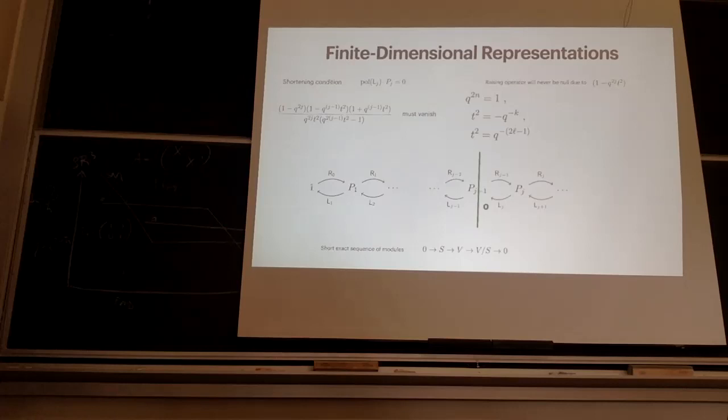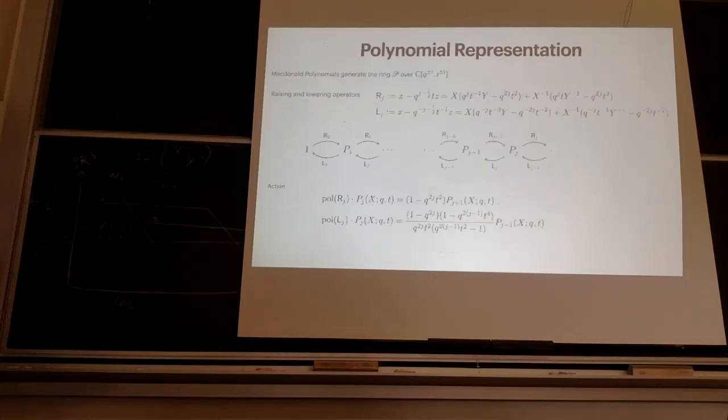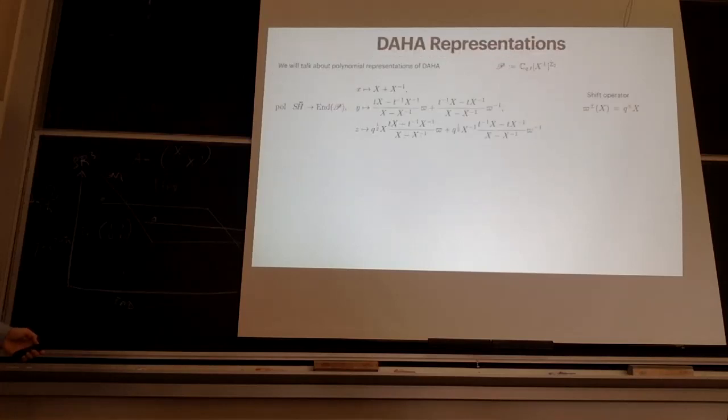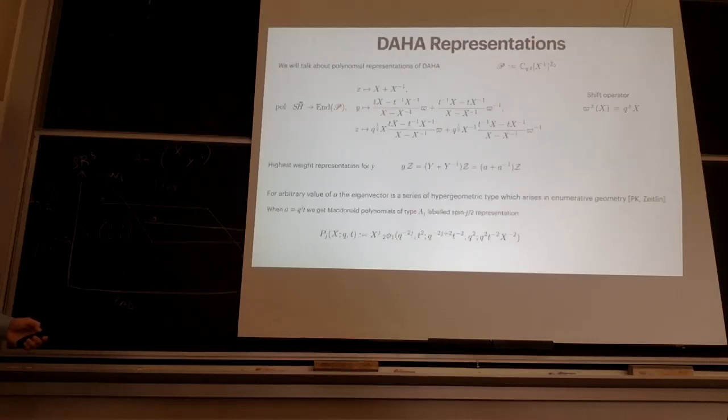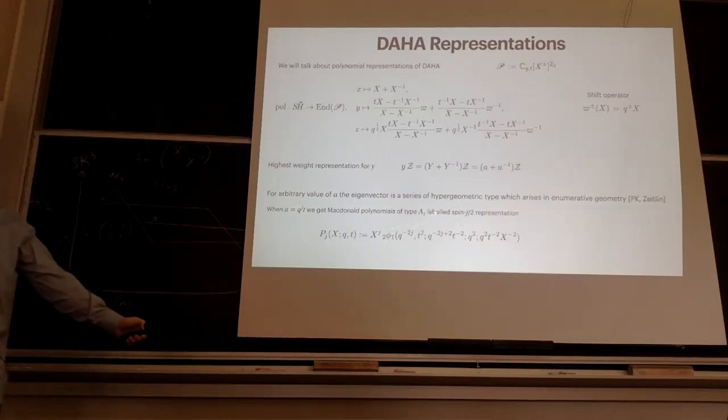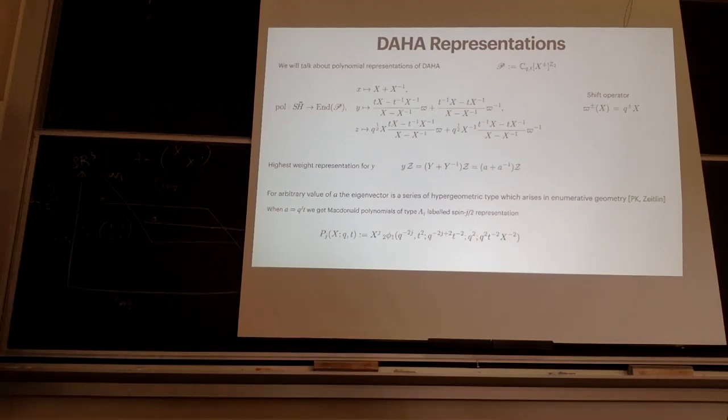Just making sure about these P's. You want the formula? Yes, go back. 2phi1 is the q-hypergeometric function. It's a generalization of 2F1. The claim is that the functional solution of this equation is this 2phi1. These polynomials provide you the basis in the representation.